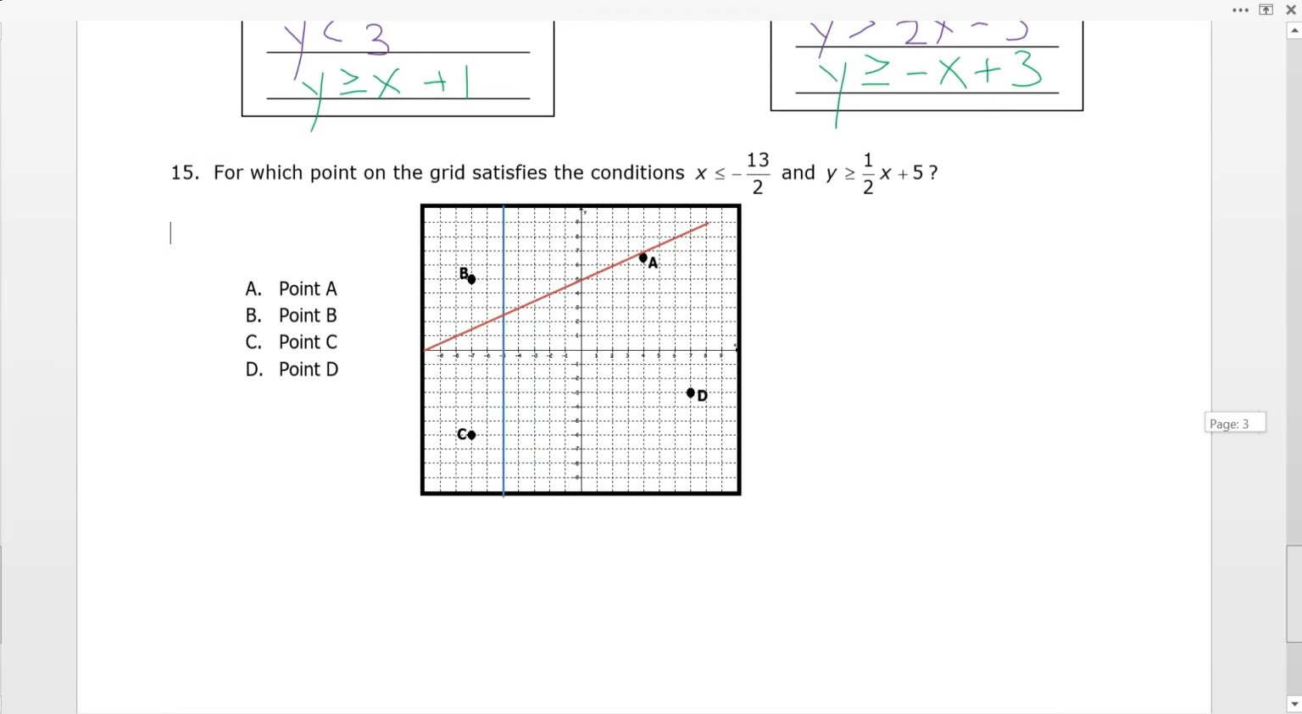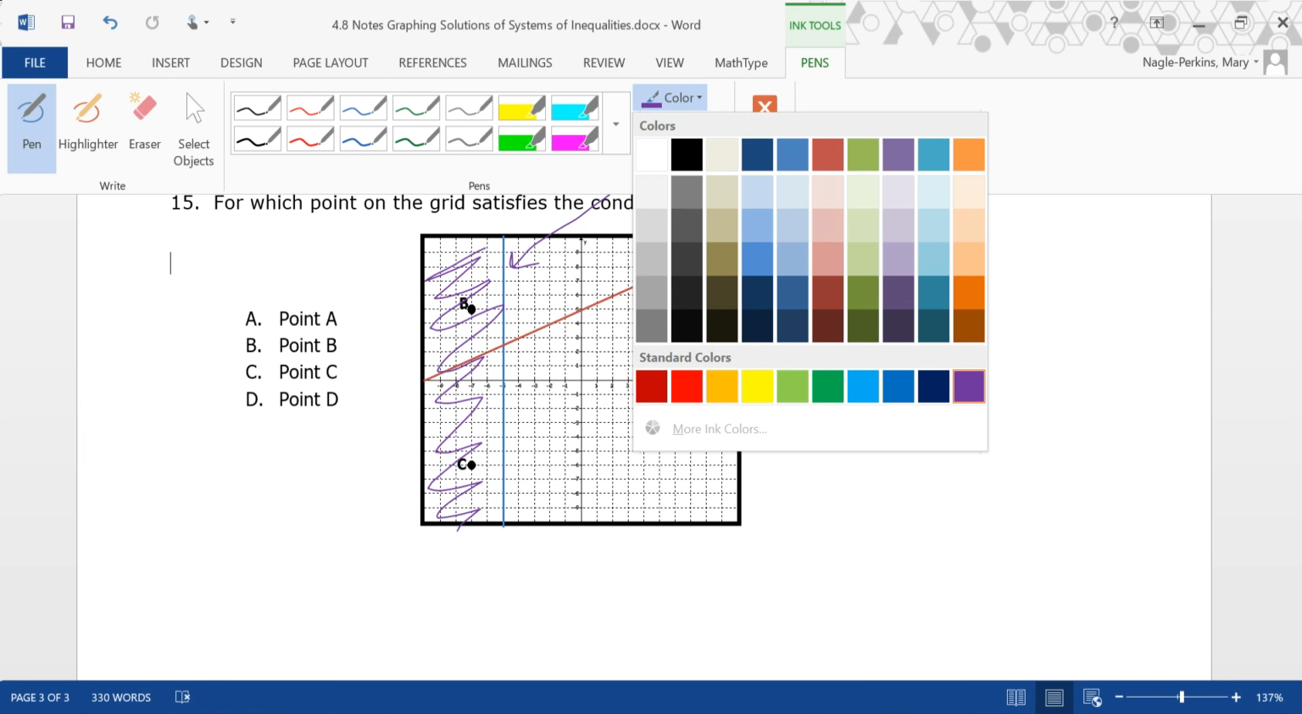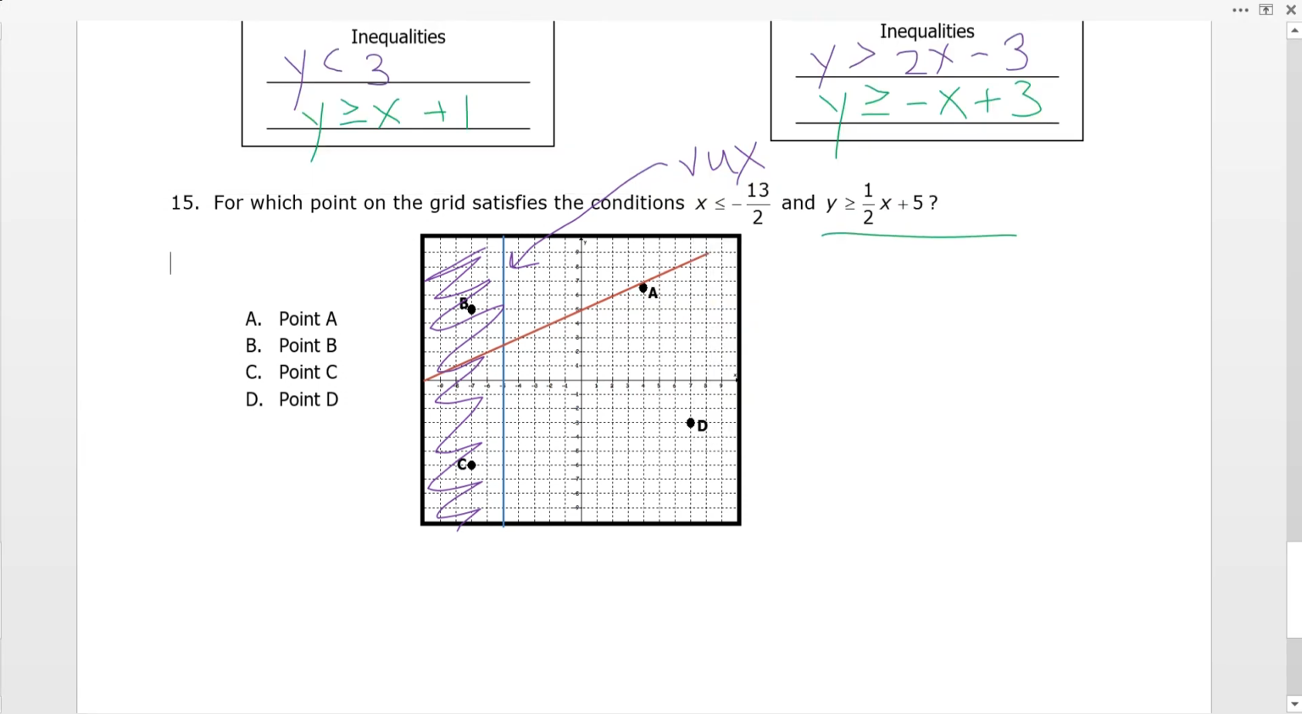Okay, again, I drew the graphs. These are both already solved, right? This one is vertical. So here's my vertical line. It's less than or equal to, so I'm shading over here. My other line starts at 5 and goes up 1/2, and it's greater than or equal to, so it's going to be up here. So B would be the only point that's where they're both shaded, which is what we're looking for.